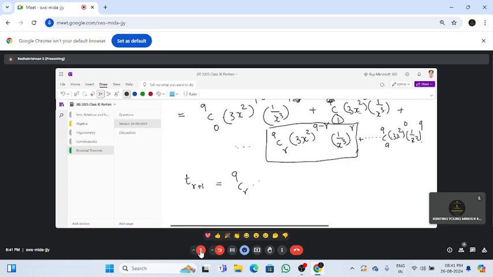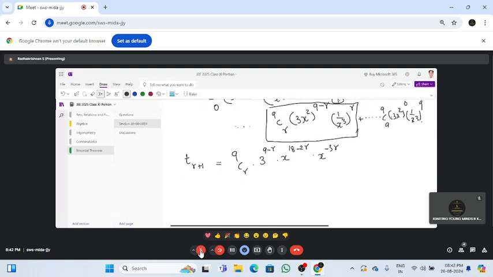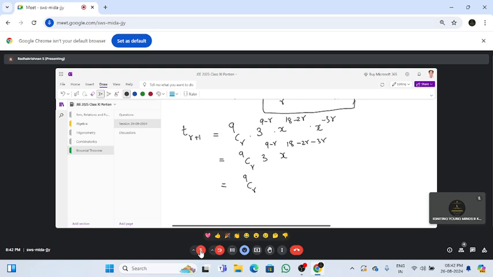3x square to the power of 9 minus r, right? That is 3 power 9 minus r, x power 18 minus 2r. 2 into 9 minus r, 18 minus 2r, right? So 1 by x cube is x power minus 3, whole power r is x power minus 3r. Just writing the expansion for the r plus 1th term. Now you see x power 18 minus 2r minus 3r. 9cr 3 power 9 minus r x power 18 minus 5r. That is your r plus 1th term.